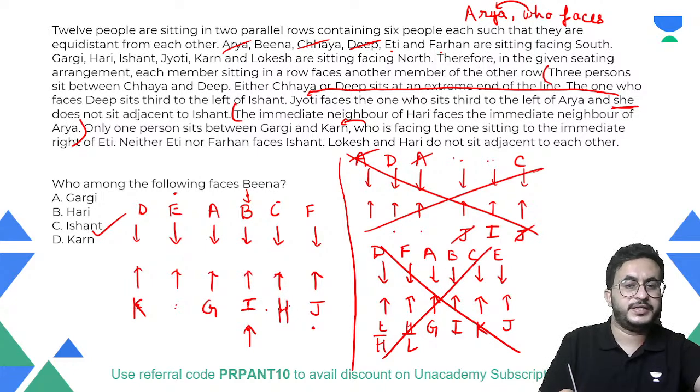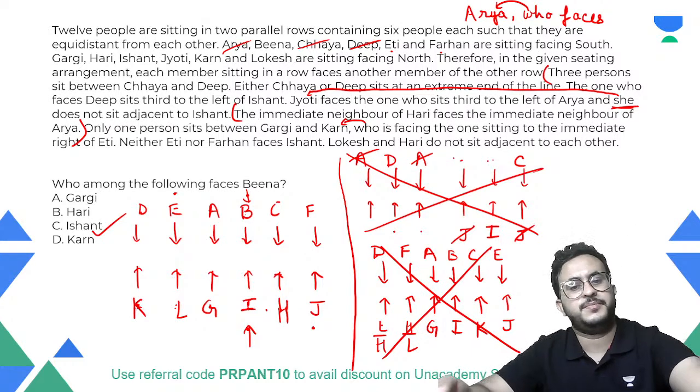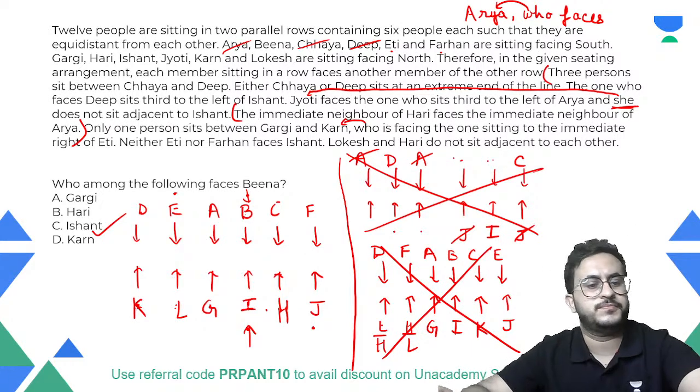So that means Hari is here and एक person कौन बच गया? That is L, Lokesh. So Lokesh will be here. So this is what we will get as the final arrangement. Okay, so Sneha, did you get this arrangement? Same arrangement or some other arrangement?